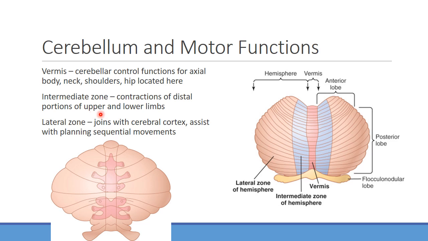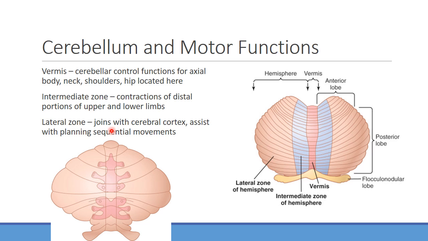Versus in the intermediate zone, this is where you're going to find a lot of contraction of distal portions of the upper and lower limbs. So you can see where the hands and the feet are going to be situated here in this intermediate zone.